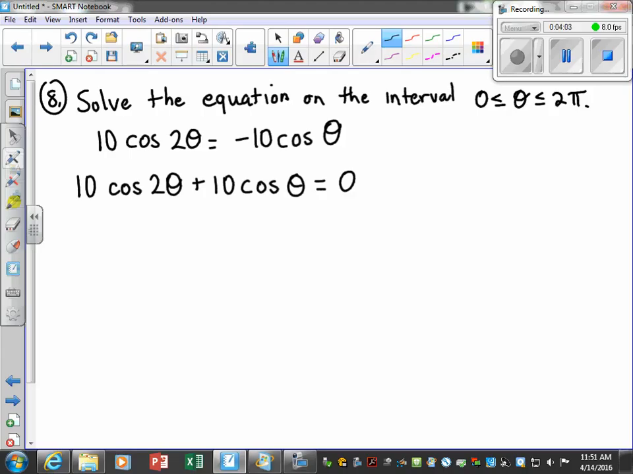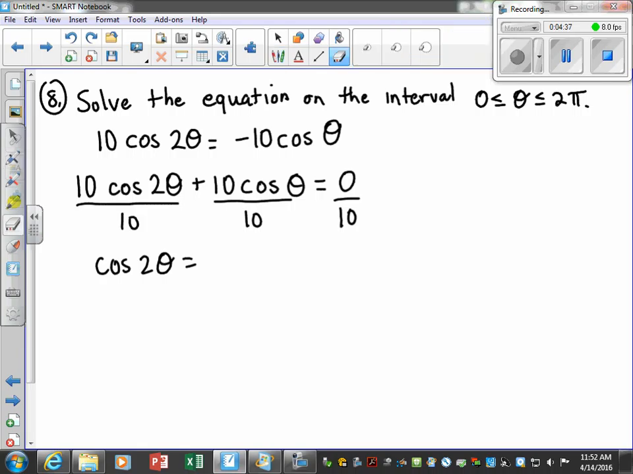Okay, if our goal is to get, let's see if we can get this cosine of 2 theta term by itself, because I have formulas to work with when I have this by itself. So what can I do to get this by itself? What do I need to do with this? Divide by 10, right? But whatever you do, you must do to everything in the problem. So our next step, let's divide everything by 10. So then that would give us cosine of 2 theta plus cosine of theta is equal to 0.